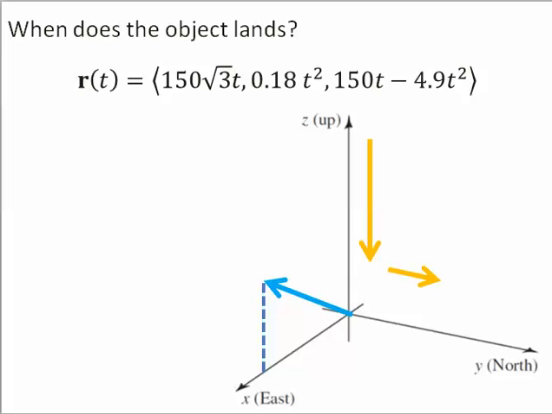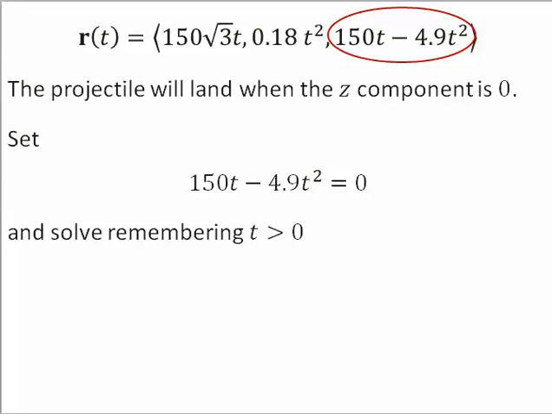When does the object land? The projectile will land when the z component is 0. So we set the z component equal to 0 and ask, after time 0, when does it again reach a vertical height of 0?